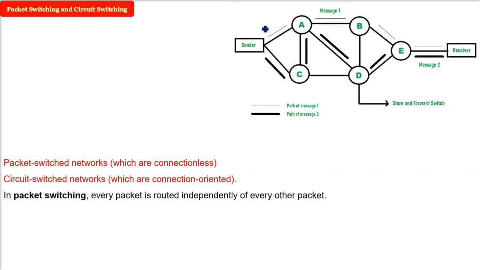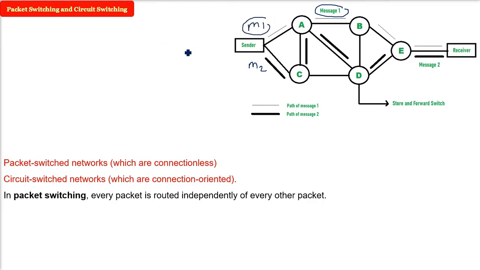So in packet switching, every packet is routed independently of every other packet. So we have two messages here. They are taking different routes. For example, we have multiple routes, multiple paths, multiple ways, because in between this A, B, C, D, E can be routers, switches, different network devices, connections.